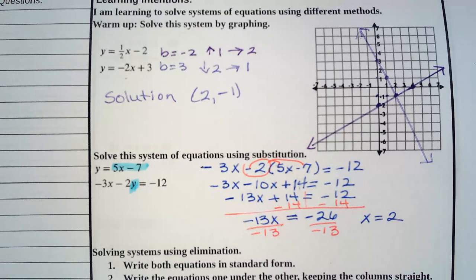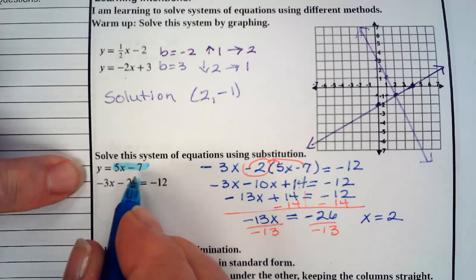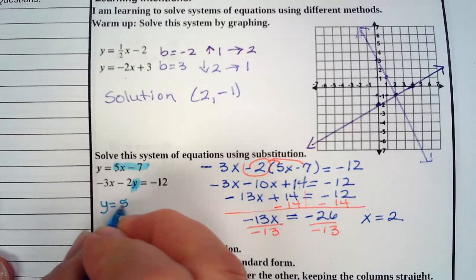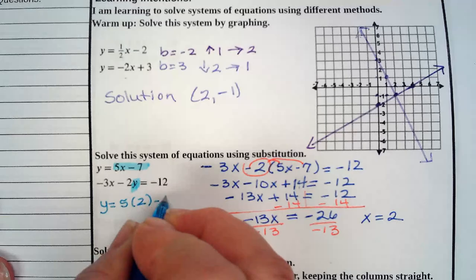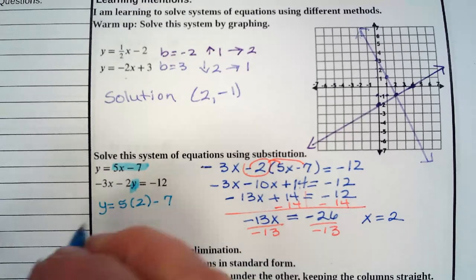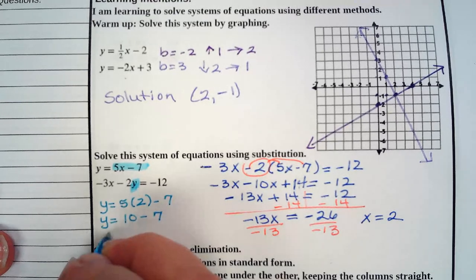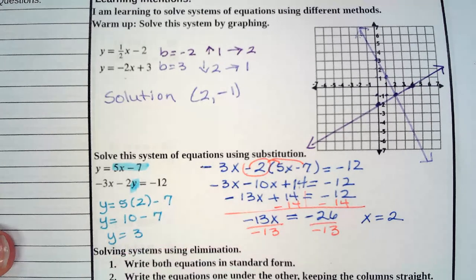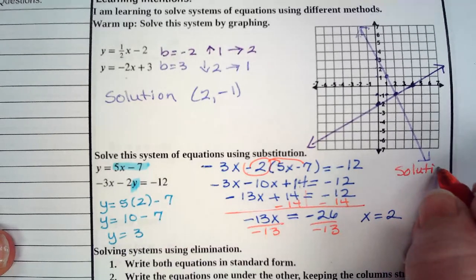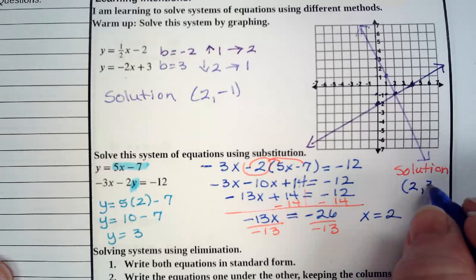I still need to find y. So I'm going to use the equation that says y is equal to, because it'll make my life easier. Y is equal to 5 times 2 minus 7. All I did was substitute the 2 in. Y is equal to 10 minus 7. Y is equal to 3. So what is my solution? My solution is the point 2, 3.